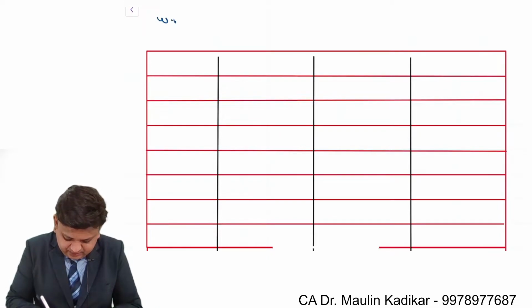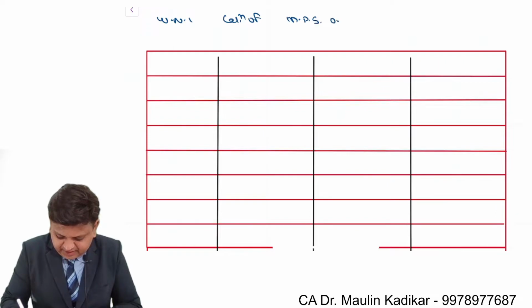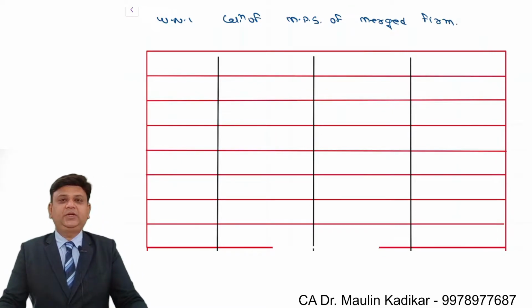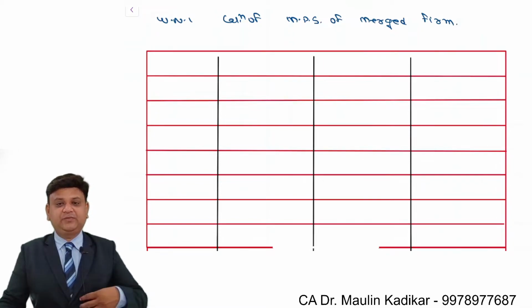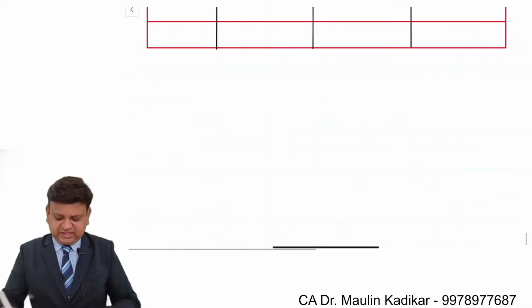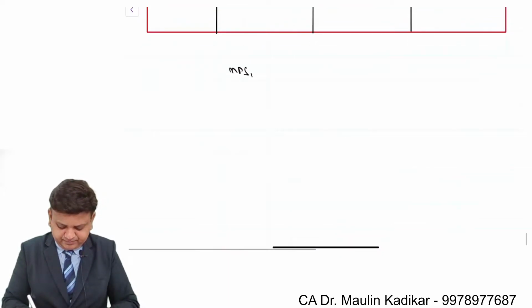Working note number 1: Calculation of MPS of merged firm. Now dear students, first of all we will calculate the MPS of the merged firm from the given information. Let us assume, taking a random value, that the MPS of the merged firm comes to rupees 900.